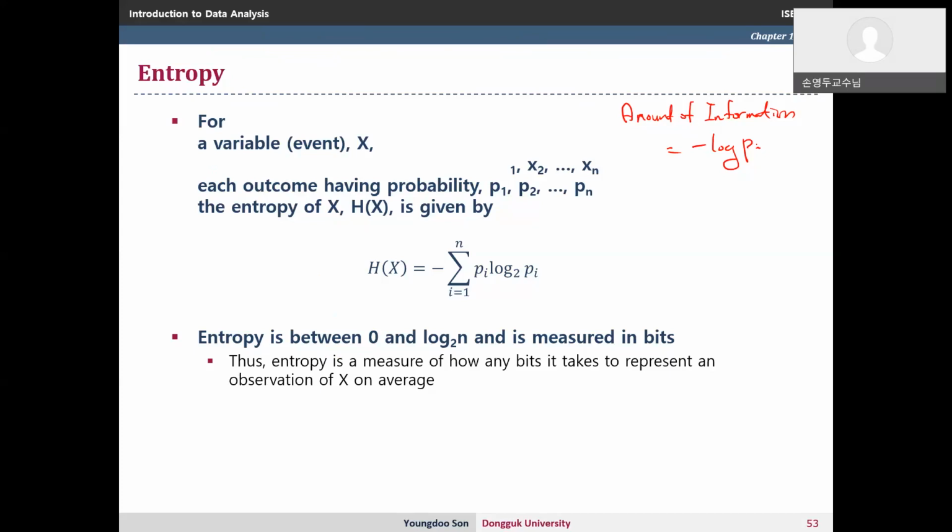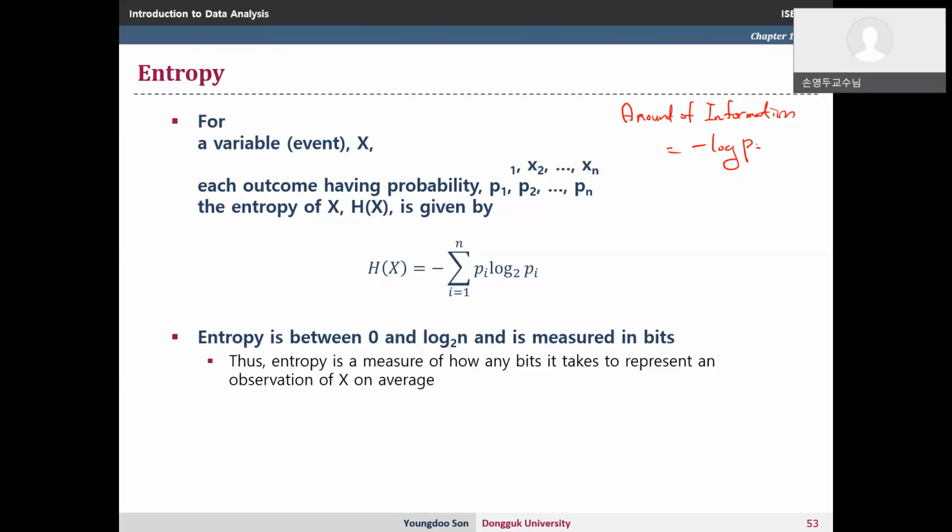It means that if we toss a coin, then the result will be head or tail. If it is head, then we will get some amount of information related to the head. And if it is tail, we also get some amount of information which is related to the result of tail. However, we can calculate the expected amount of information of this coin toss. Okay?